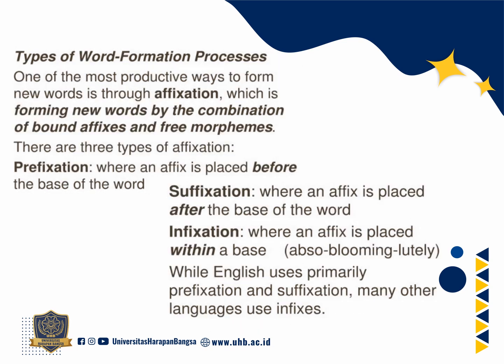Types of word formation processes. One of the most productive ways to form new words is through affixation, which is forming new words by the combination of bound affixes and base morphemes. There are three types of affixation. Prefixation, where an affix is placed before the base of the word. Suffixation, where an affix is placed after the base of the word. Infixation, where an affix is placed within a base.